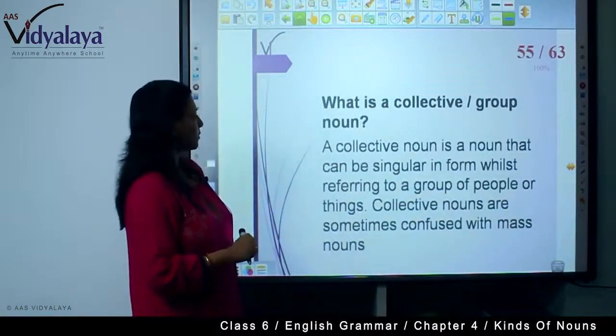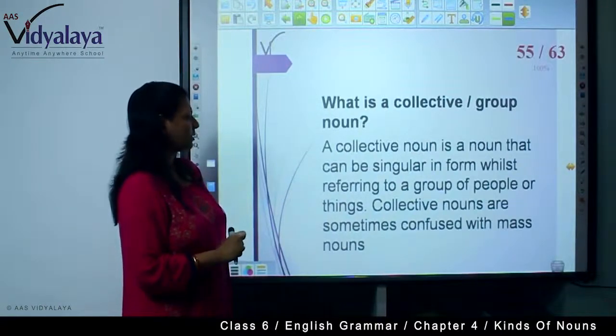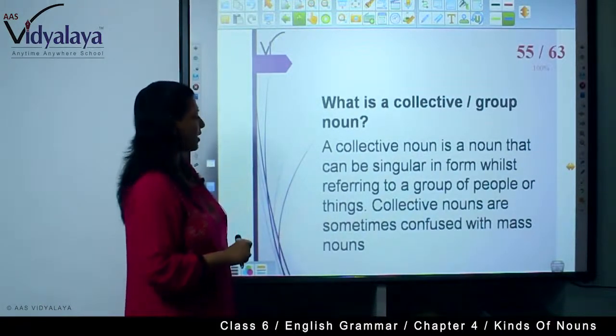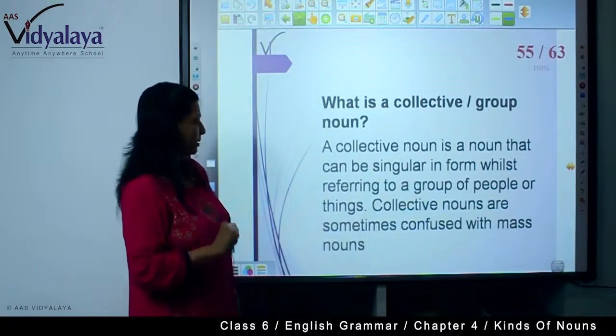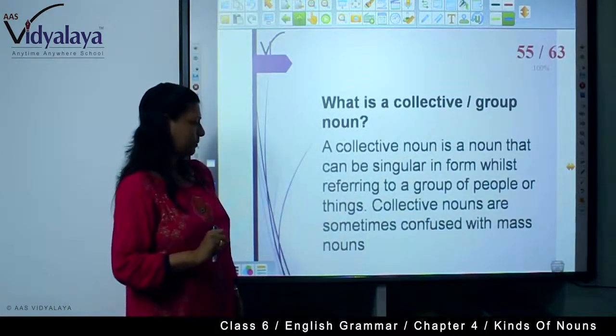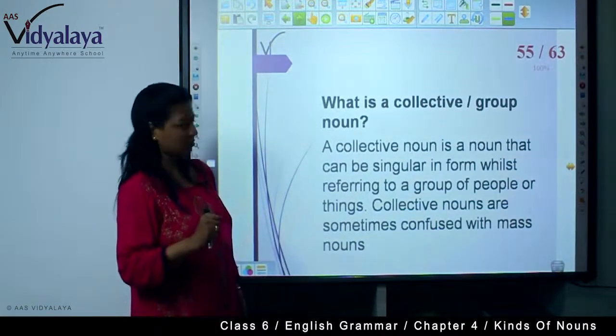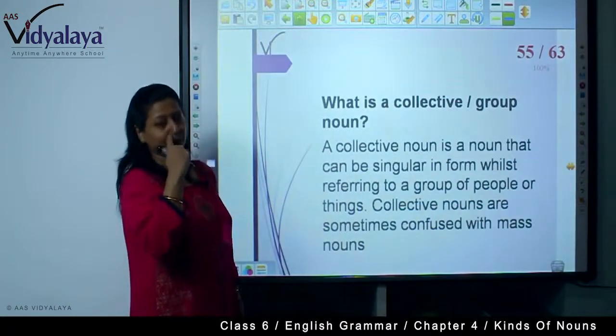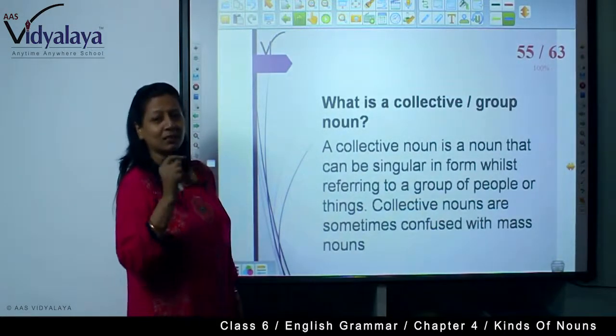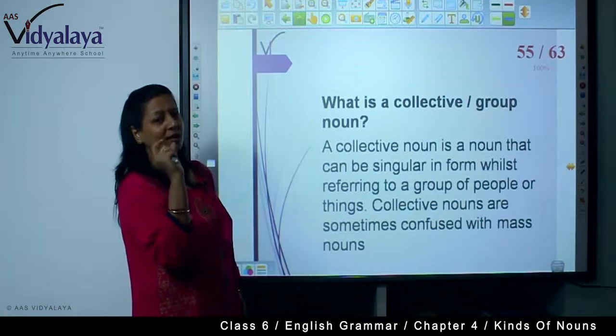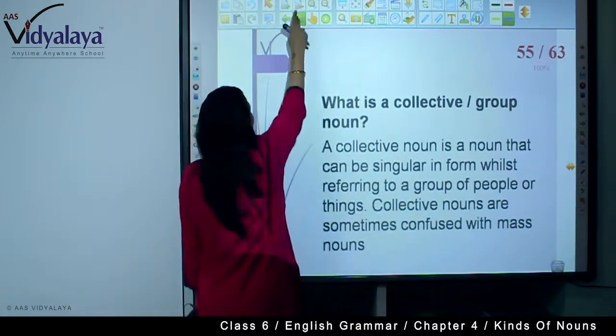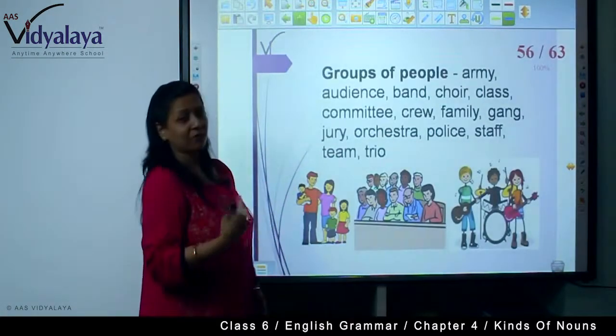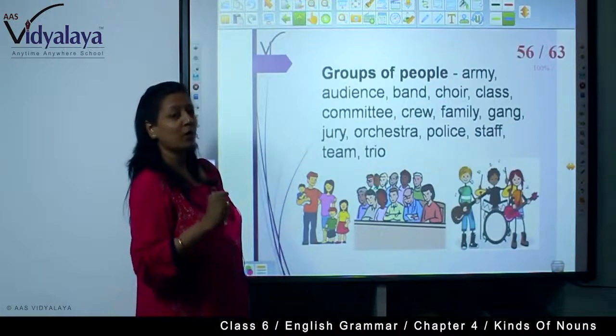What is a collective group noun? A collective noun is a noun that can be singular in form whilst referring to a group of people or things. Collective nouns are sometimes confused with mass nouns. No, it is mass nouns because there are many people, but there is a group name for everything. So we will go through that. Now we will first know about group of people.